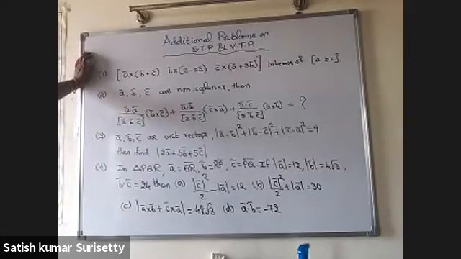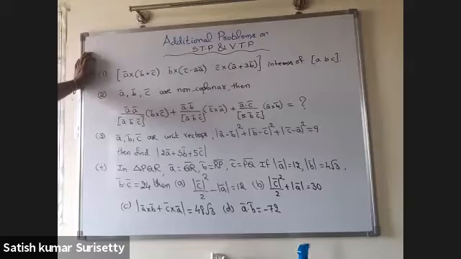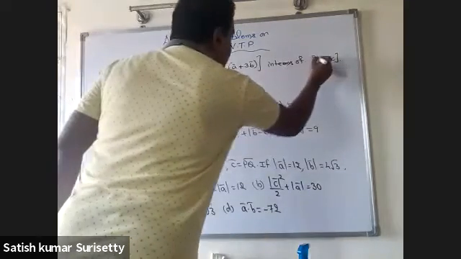So additional problems on scalar triple product and vector triple product. First one, scalar triple product of a bar cross b bar plus b bar plus c bar, b bar cross c bar minus 2a bar, c bar cross a bar plus 3b bar, in terms of scalar triple product of a bar, b bar, c bar.